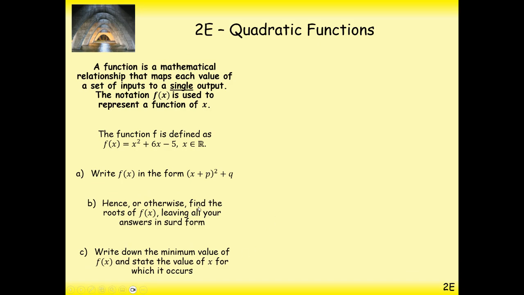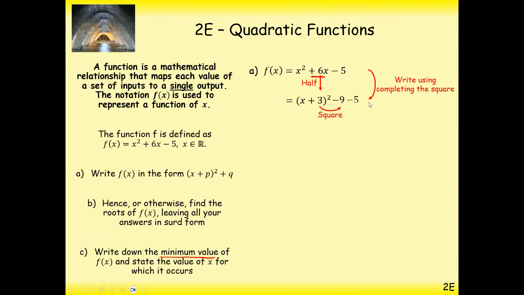And completing the square will help us answer part C, where it's asking for the minimum value of f of x. So let's start by completing the square. What's the first step? You take the positive value of 6x and divide it by 2 and put it inside the bracket where you apply the square. So half of 6 is 3. Then you have to subtract what? You have to subtract the square of 3.